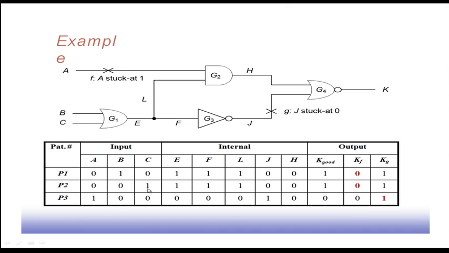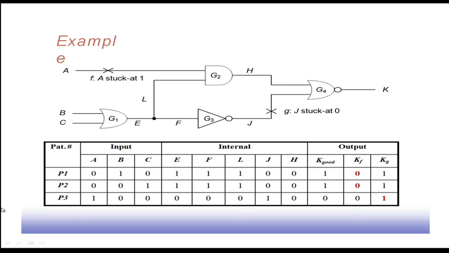So, B line is 1 for the first pattern. So, this OR gate is 1. As a result, this H line becomes 1. So, this K becomes 0. So, under the presence of fault F, the line K gets the value 0. So, there is a difference from the good response. Okay, so the good response is 1 and this is 0. So, we say that this pattern P1 can detect this particular fault F.